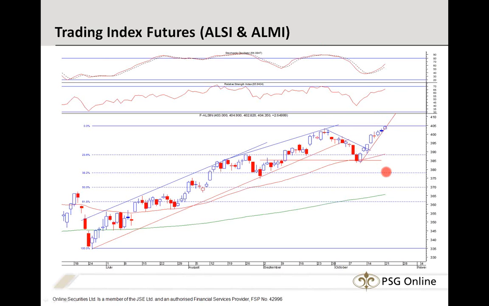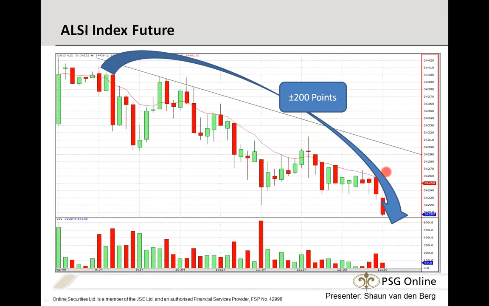But again, different strokes for different folks. This is what it looks like intraday. This is the example, only 3 hours intraday, on a candlestick chart. There's a 200-point drop on the ALSI, and that 200 points times 10 rand is 2,000 rand. You make 2,000 rand in 2 hours. So that's what the day traders would use.